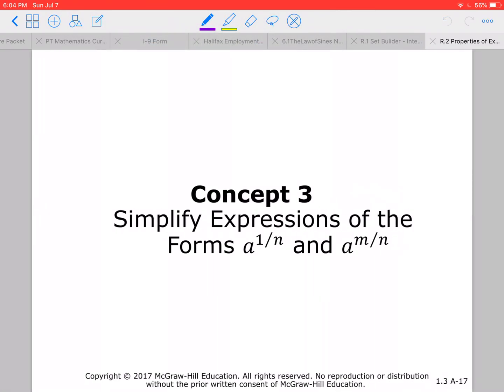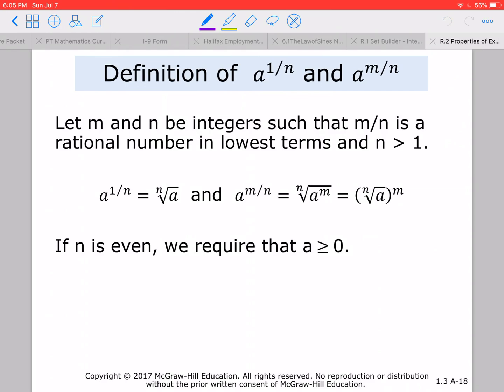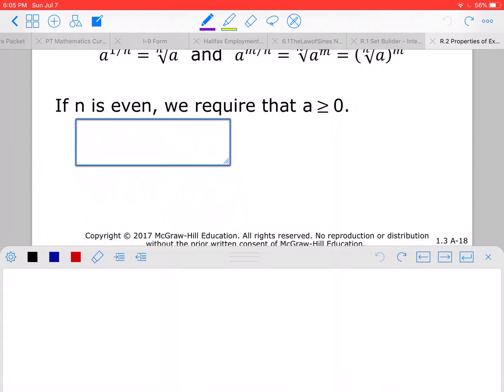Next, what if we have rational exponents or fractions in the exponents? Okay, so we've got this rule here, and it says a to the 1 over n is the nth root of a. Okay, why is this? So let's look at a little reason here. So let's say we've got 2 to the 8th. 2 to the 8th power is 256.